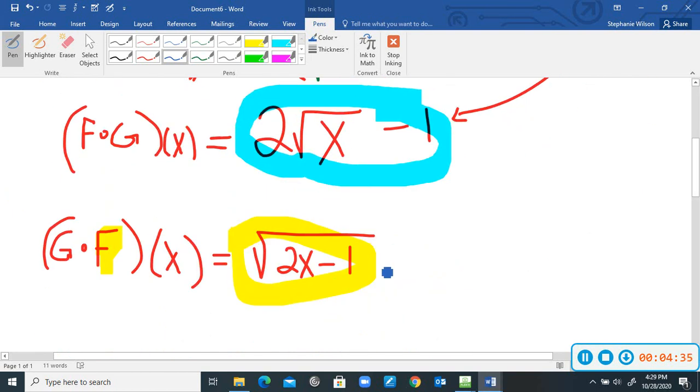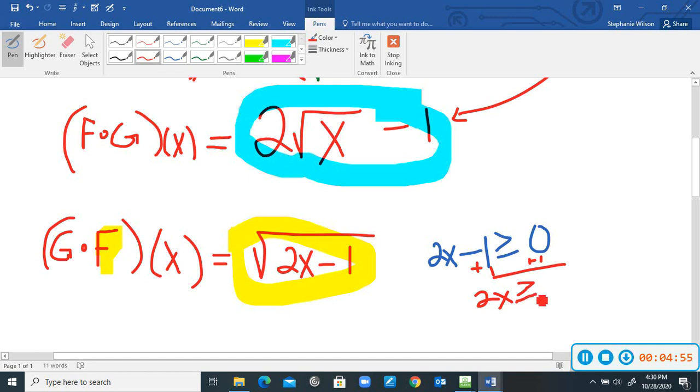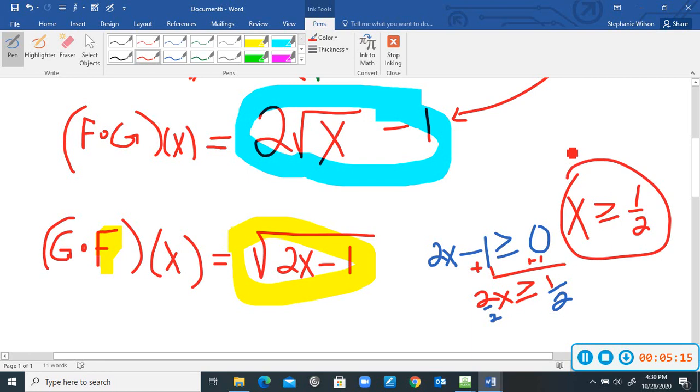So let's compare it to what we got. Well, we got an even root, so that means I need to take what's inside the even root, set it greater than or equal to 0, and solve. When I do that, I notice that I got to add the 1 to both sides. So now I have 2x is greater than or equal to 1, and now I divide by that 2. And now I have a different type of domain. I have x is greater than or equal to a half. And this is its domain of the g of f.